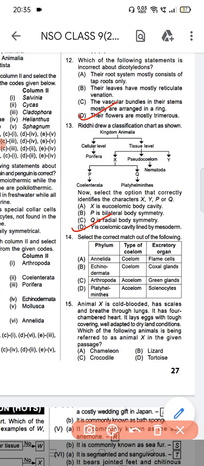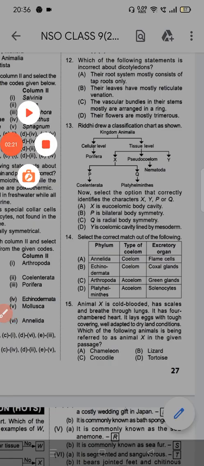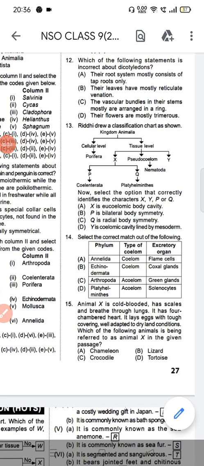Question number 14, select the correct match out of the following. Phylum, type of coelom, excretory organ. Annelida, coelom, flame cells. Echinodermata, coelom, coaxial glands. Arthropoda, coelom, green glands. Platyhelminthes, acoelom, solenocytes. So question number 14, option D is the correct answer.